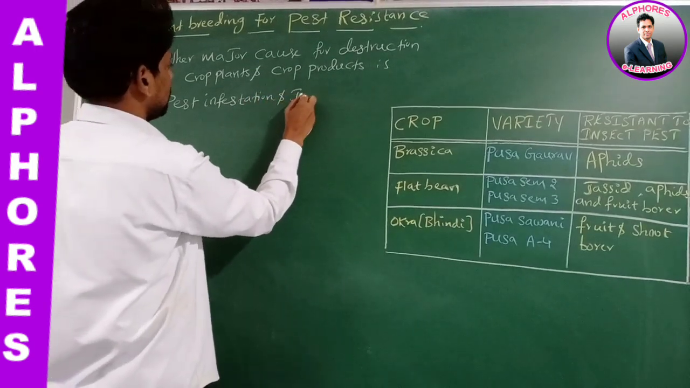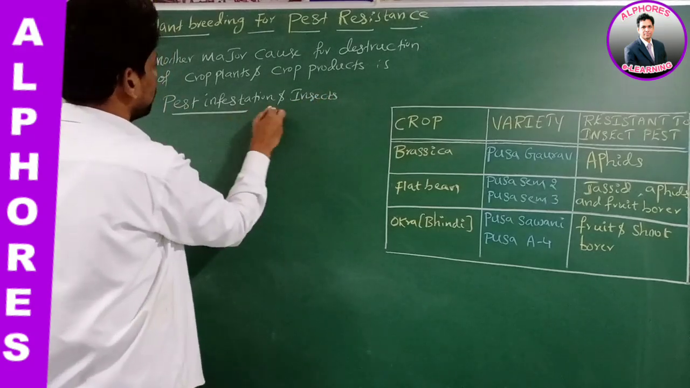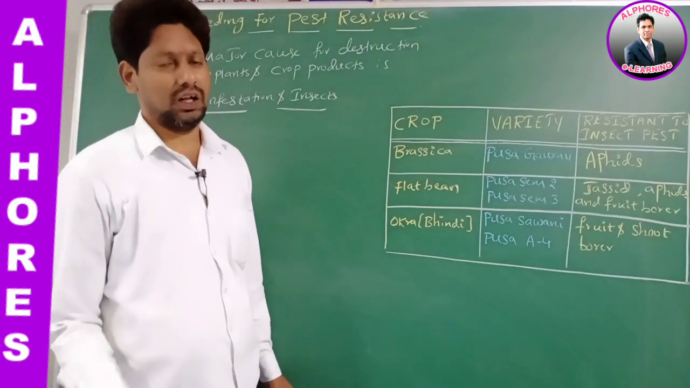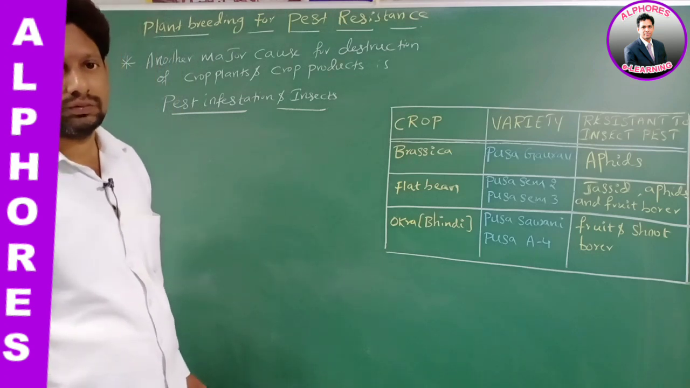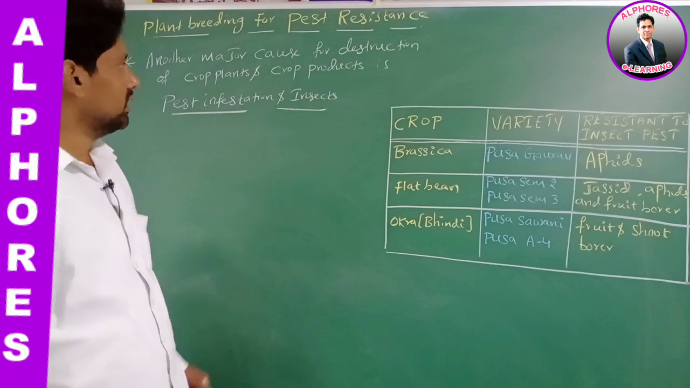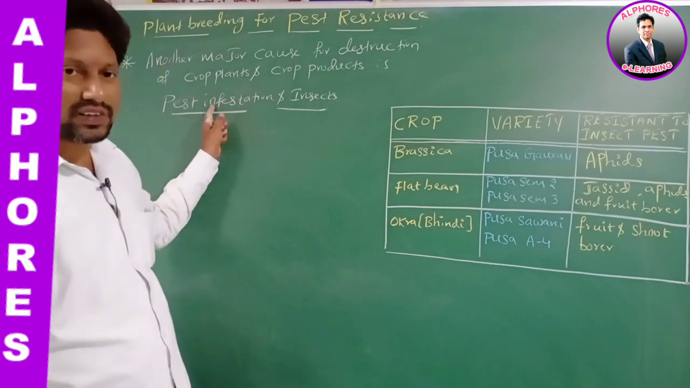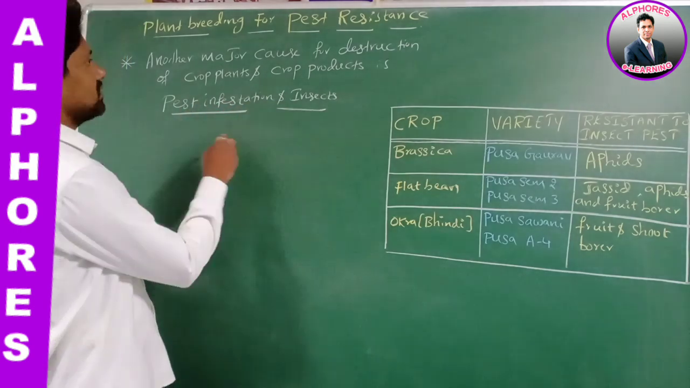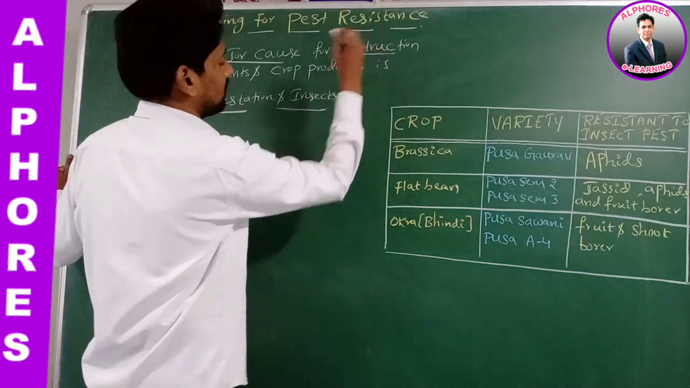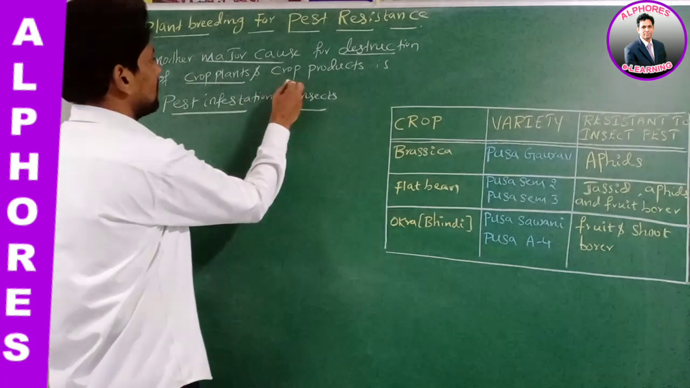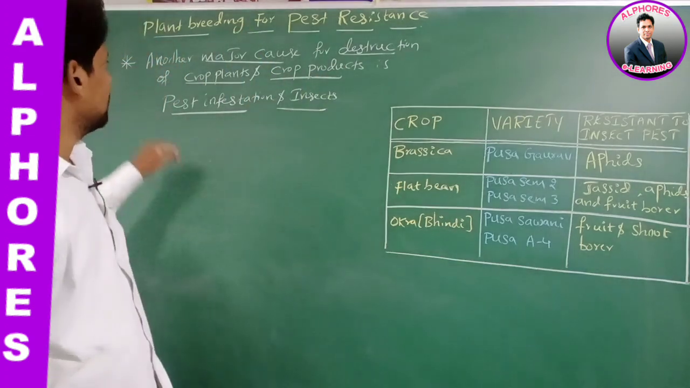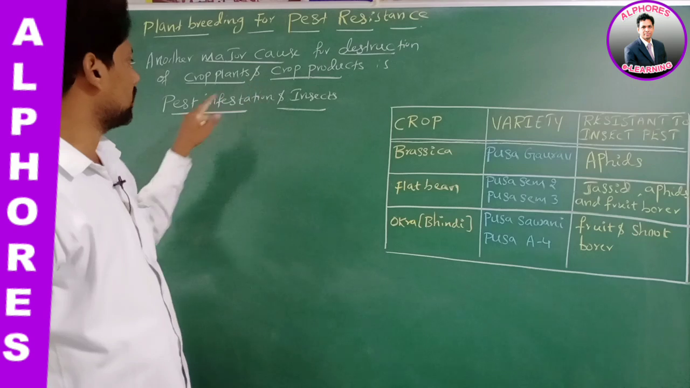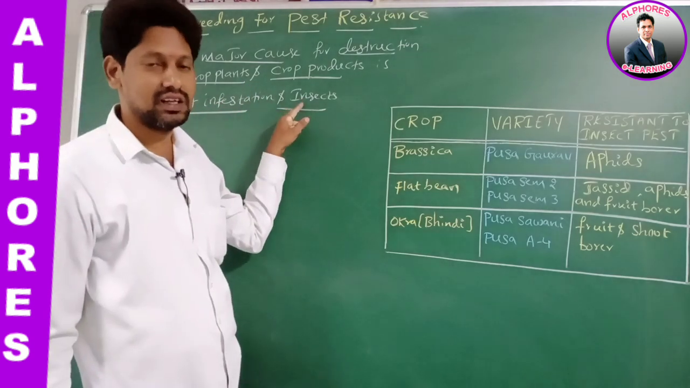And insects. See these statements. Pathogens are destroying and damaging the crops. In the same way, pest infestations and insects also cause major destruction in our crop plants and crop products. Therefore, another major cause for destruction of crop plants and crop products is pest infestation and insects.